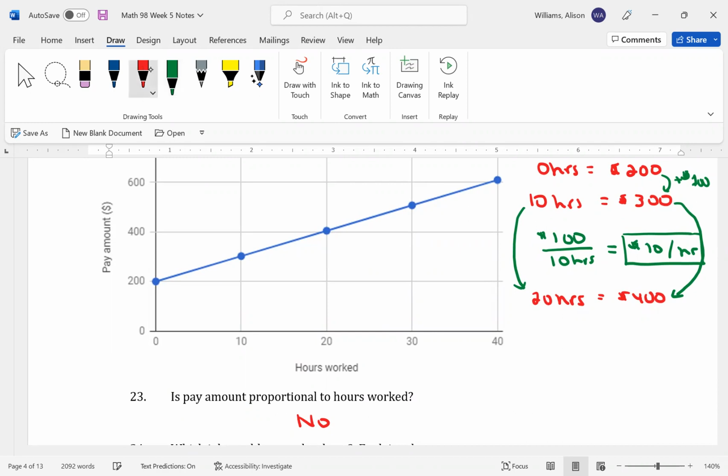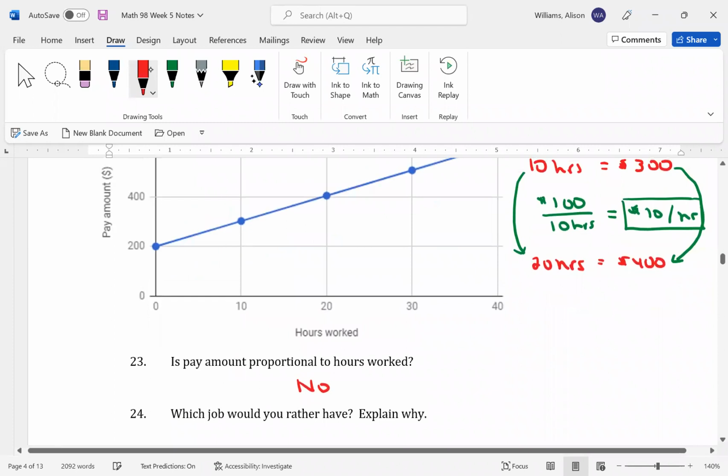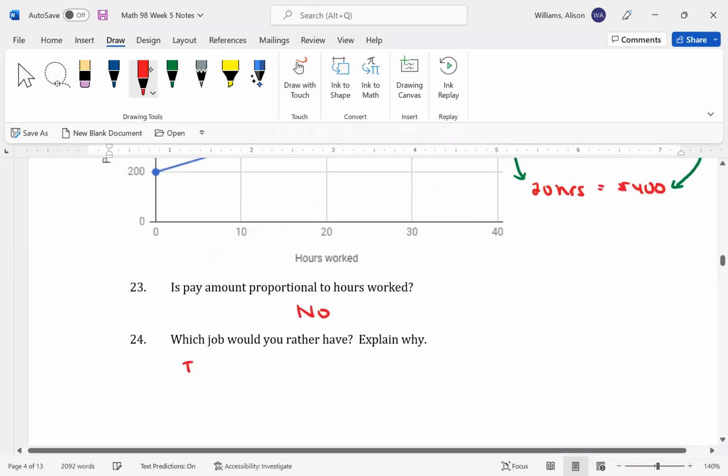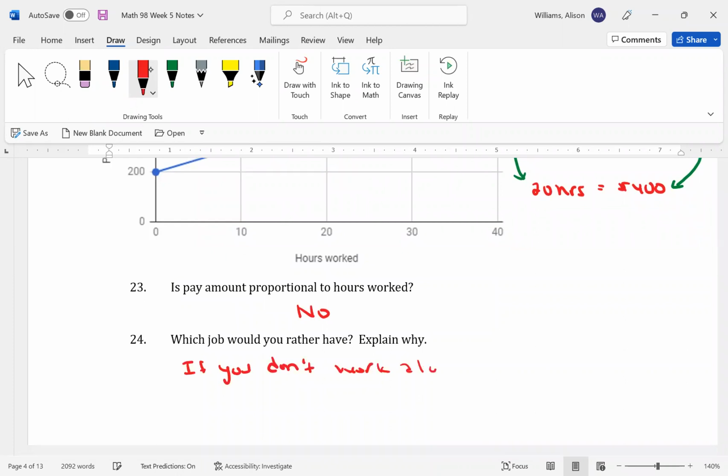Then they asked, which job would you rather have, and explain. Now, this is a little subjective. For instance, if you don't want to work a lot of hours per week, I would say the second job works very well. If you can't work a lot of hours, the second job is better. If you're doing a side hustle, the second job would work out great.